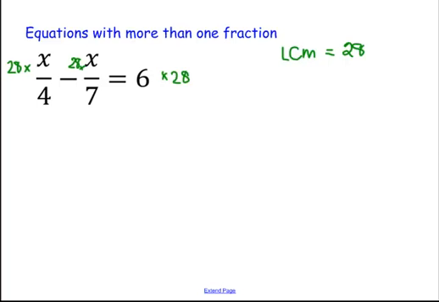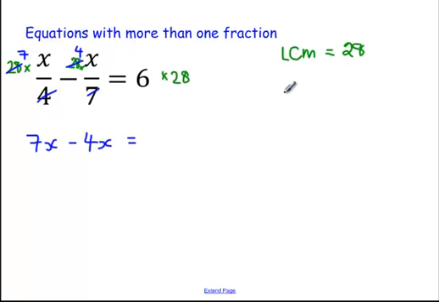Now look and see what happens. If I do 28 times x divided by 4, well, 28 divided by 4 just simplifies to 7. So actually, I'm just multiplying this whole thing by 7. And in this case, if I do 28 times x divided by 7, well, 28 divided by 7 is just 4. So I'm just multiplying by 4 here. And then this I would have to just multiply out. So what I'm left with here is that first term is just 7x. Okay, the second term is 4x.